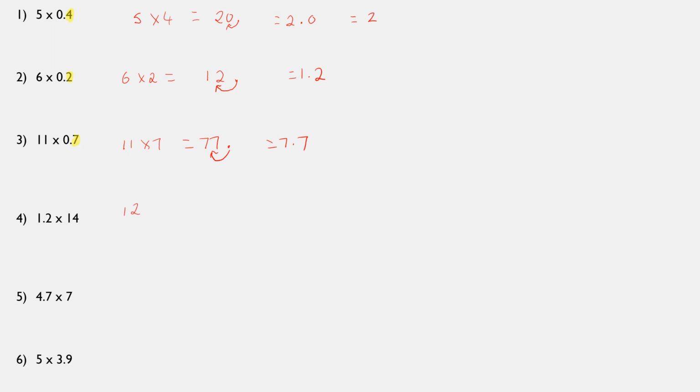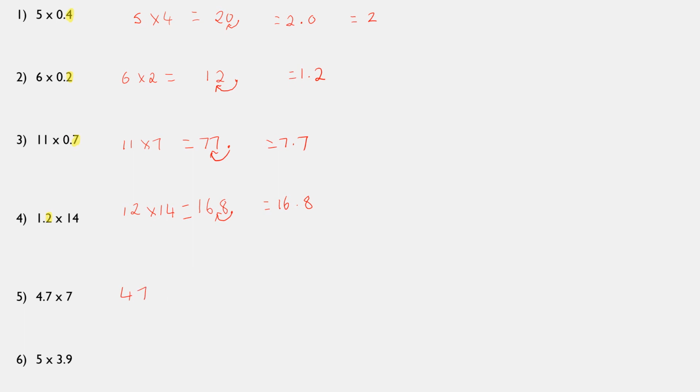Next one, we're going to do 12 times 14, which is 168. Let's count our decimal places. Again, it's just 1. So let's move that decimal point once to give us 16.8.